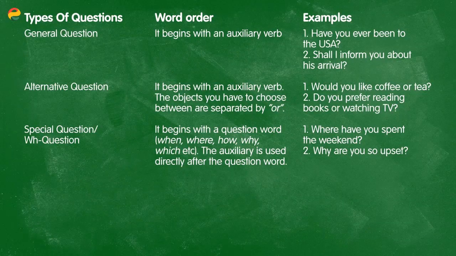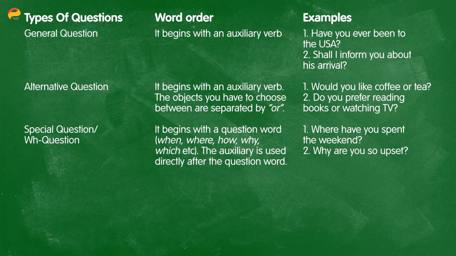And just to make sure you know them, let's review the differences between each kind of interrogative structure together. General questions will begin with an auxiliary verb. For example, have you ever been to the USA? Or shall I inform you about his arrival? And all of these can be answered with either yes or no.